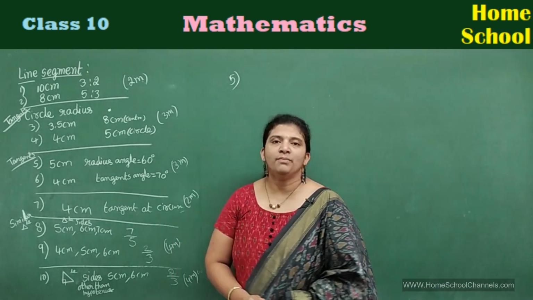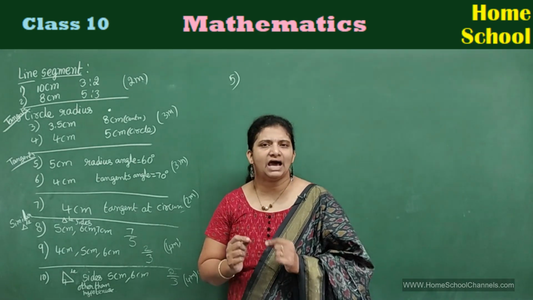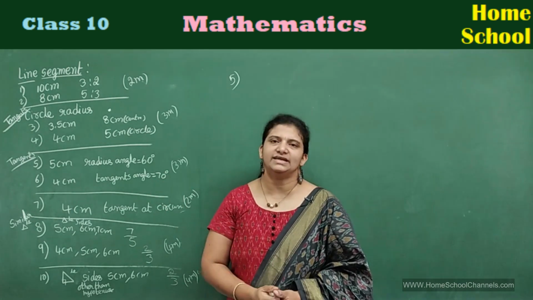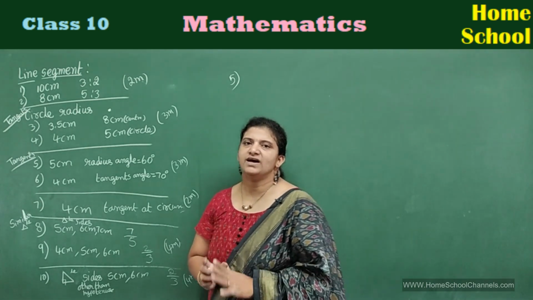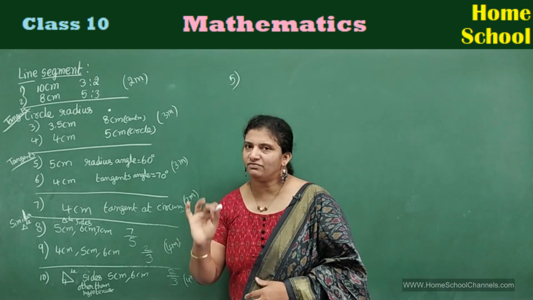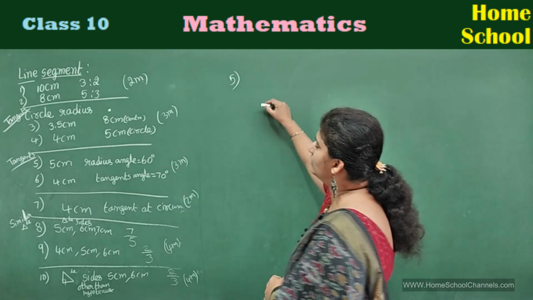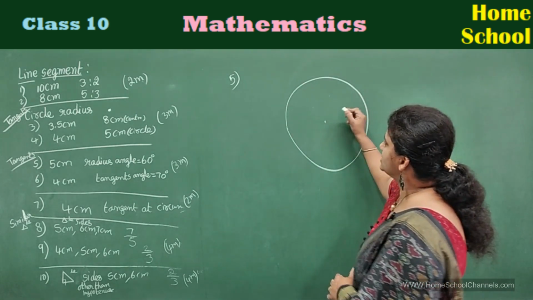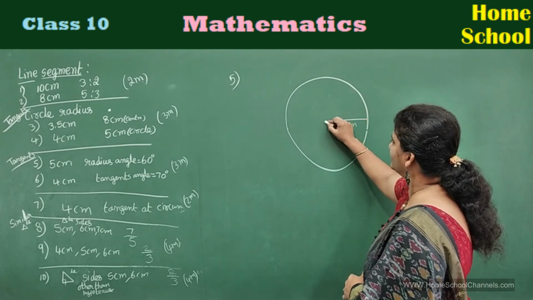Fifth one, draw a pair of tangents to a circle of radius 5 centimeters, and they have given a point. You need to observe the point. Radius angle is 60 degree. You need to draw a pair of tangents to a circle. So first thing, we have to do this problem. I will go on doing it freehand, roughly. You please do properly with your construction tools. See this one, 5 centimeters, draw a circle.